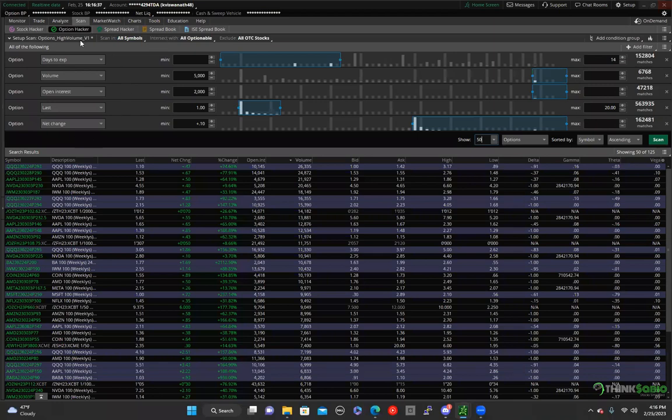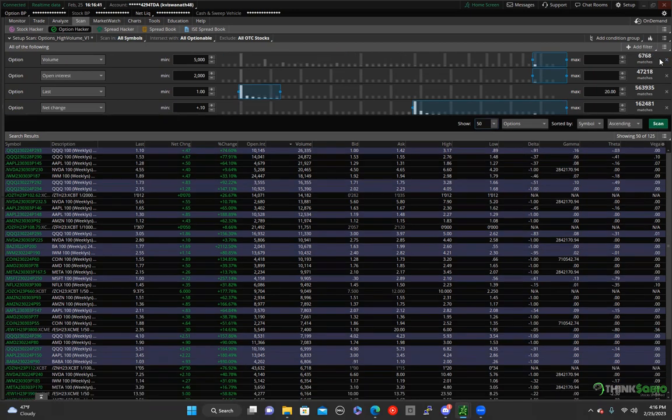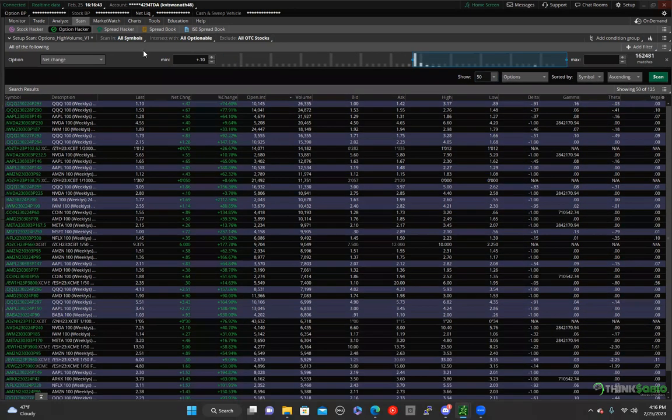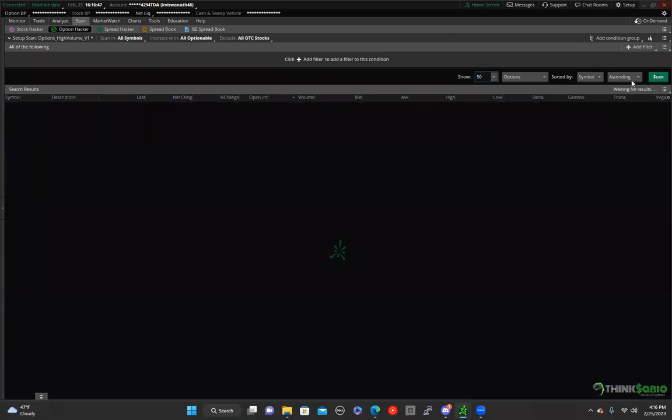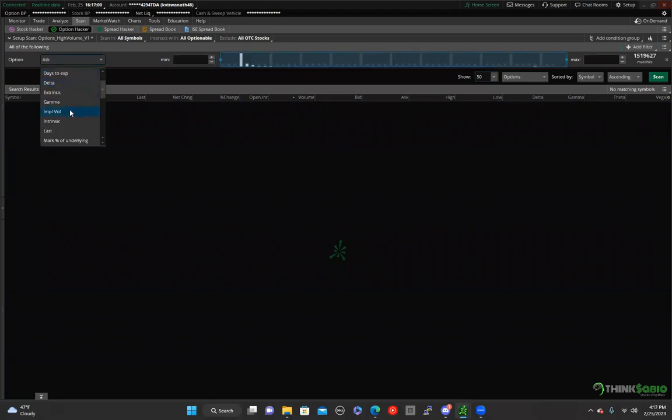This is what it looks like. So let's dive into it and see what it is. Let's say you are opening Options Hacker fresh, so you don't have any of this. This is how it will look. All you have to do is add a filter and select Option right here. And then these are the options that you have to already understand in order to create a scanner.